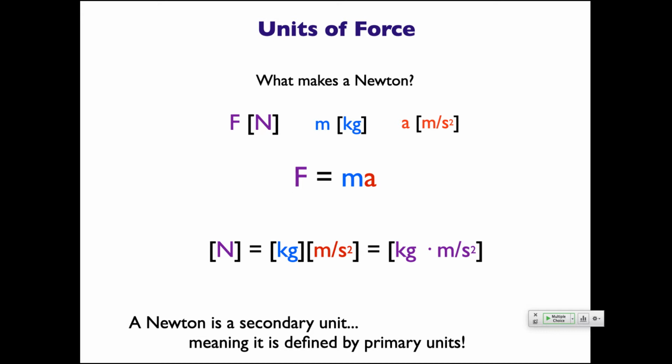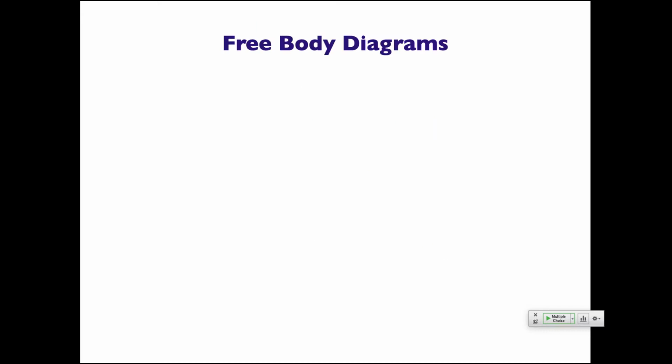A Newton is what we call a secondary unit, meaning we've defined it by primary units, where our primary units are kilograms, meters, and seconds. Okay? The next very important thing about this is drawing free body diagrams. So these are our force diagrams. It's the dot with the arrows, okay?